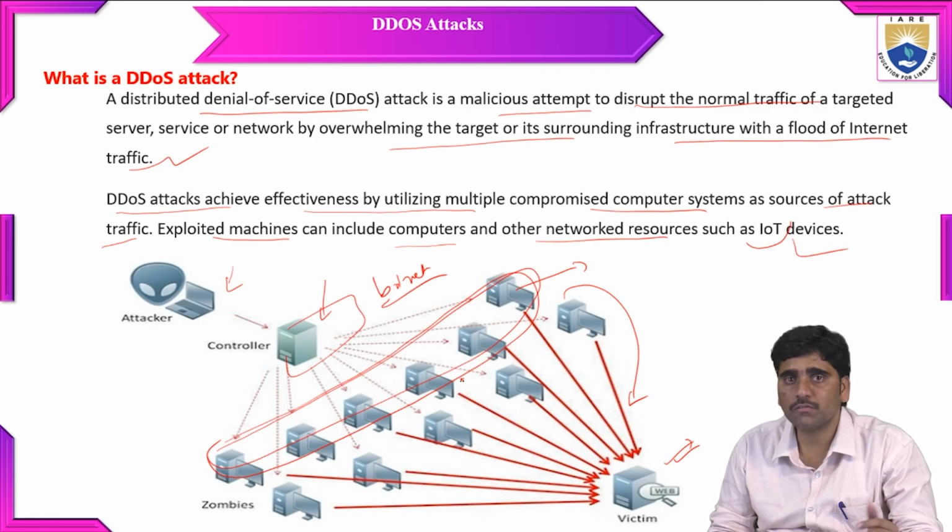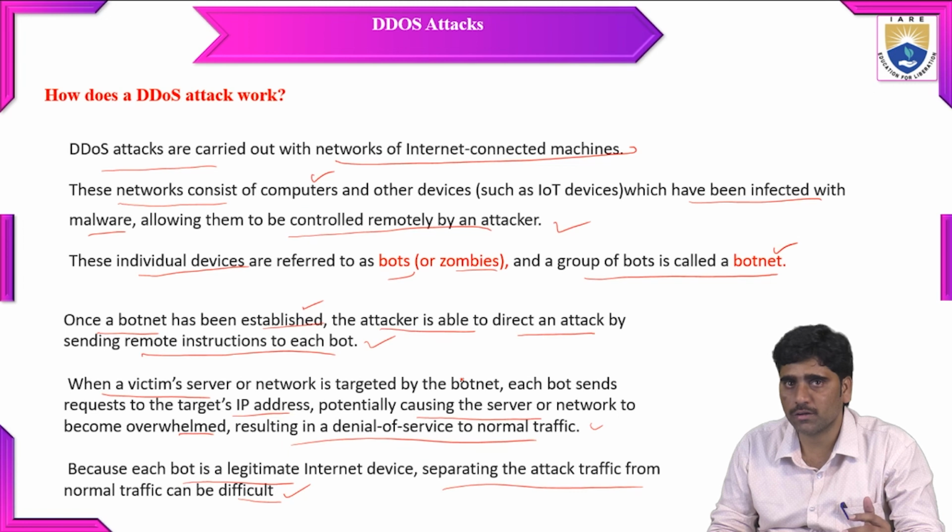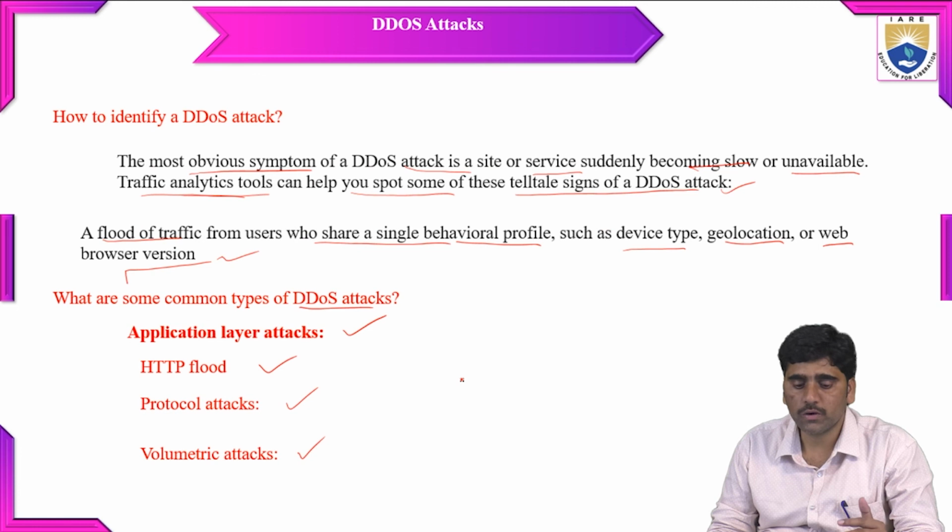And what is a DDoS attack? Distributed denial of service attacks are malicious attempts with the help of multiple systems attacking the server. How does a DDoS attack work? By sending multiple botnets and targeting the machine. How do we identify DDoS attacks? We use some traffic analytical tools that help to identify the DDoS attacks.